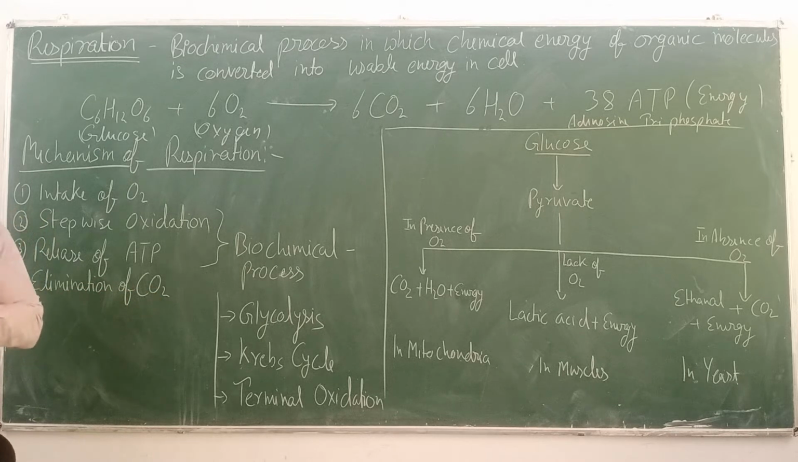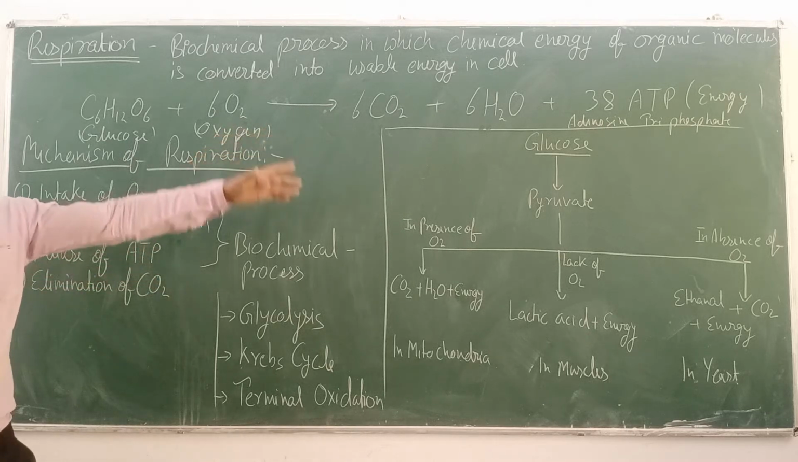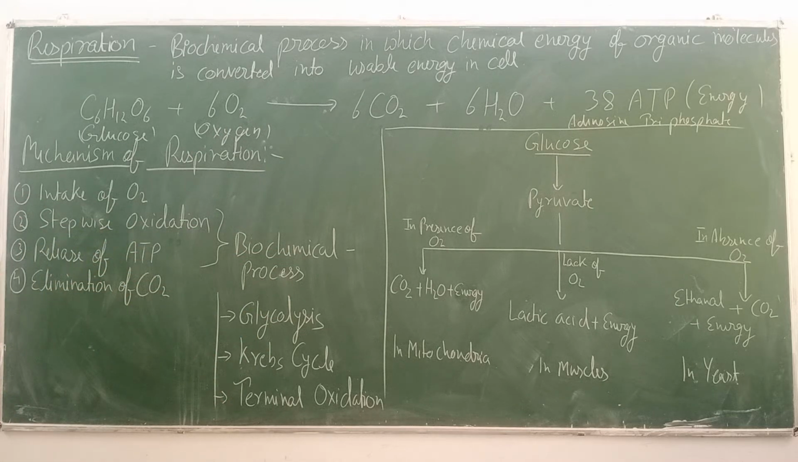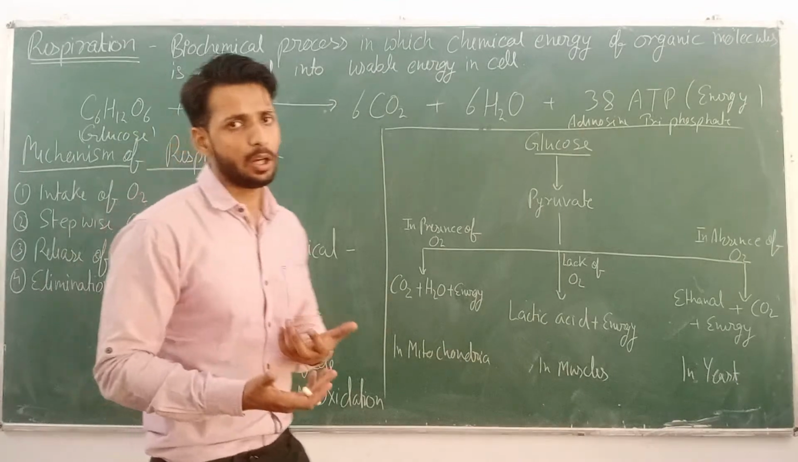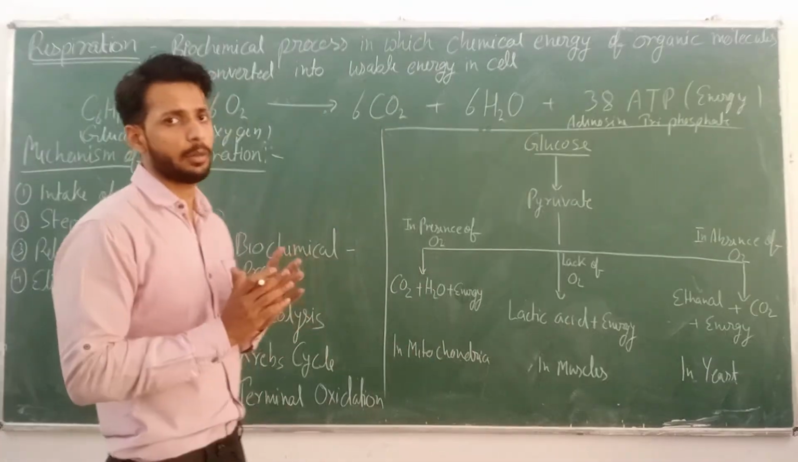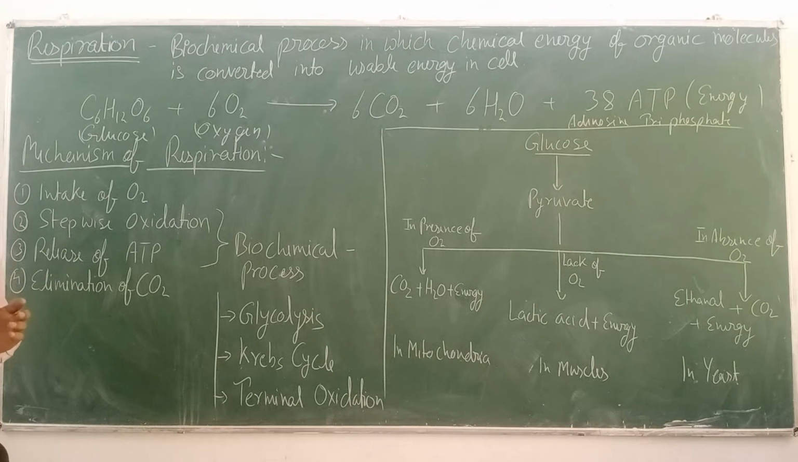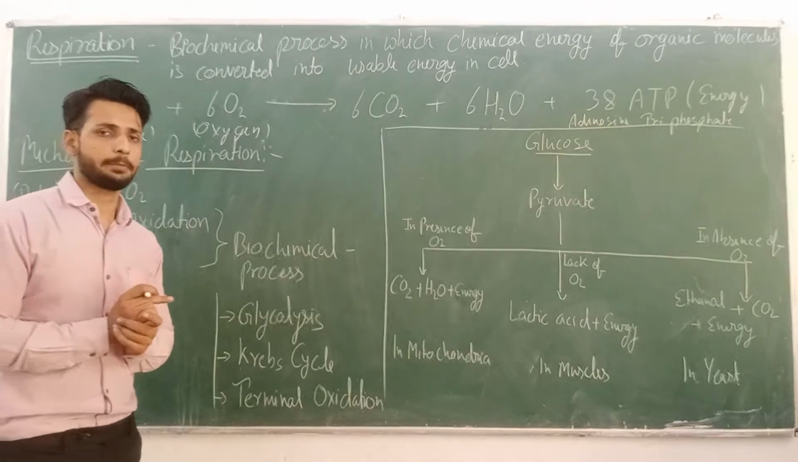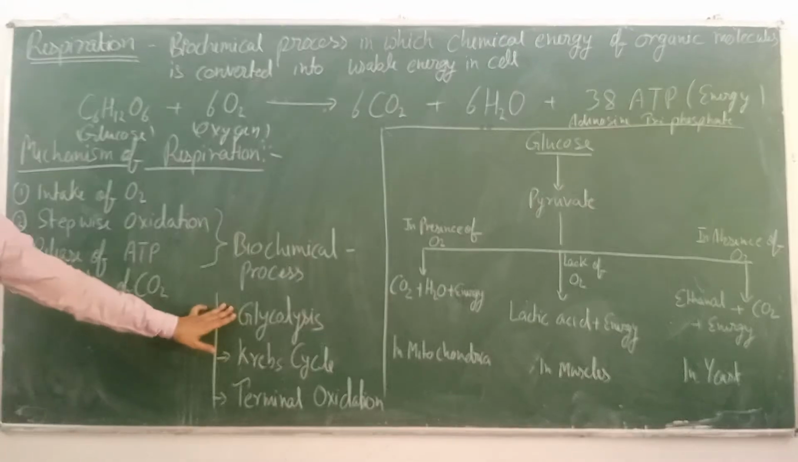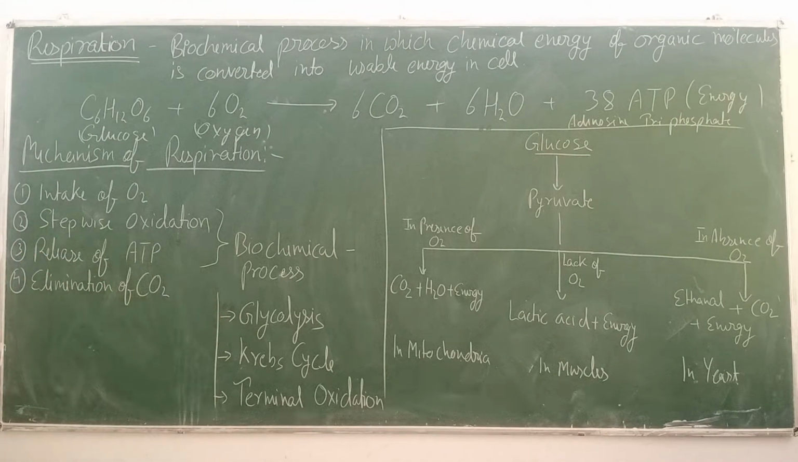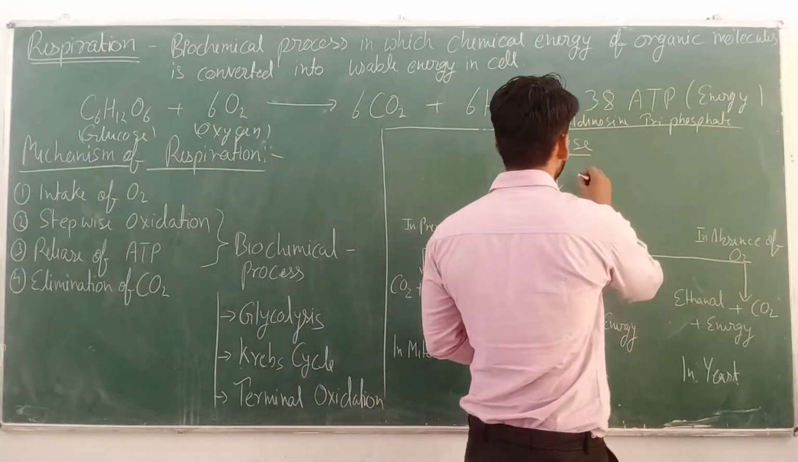Now there is a biochemical process, or chemical process, which is stepwise oxidation, which we are going to study here. And second is the release of ATP. When oxidation takes place, the ATP is released in the form of energy. Got it? So we will study how the biochemical process takes place. Actually, the whole biochemical process takes place in 3 steps. The first step is glycolysis. What is glycolysis? Glycolysis is the first step of respiration. It takes place in the cytoplasm.